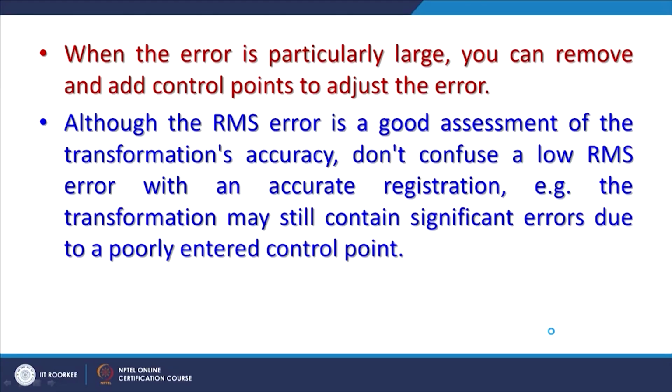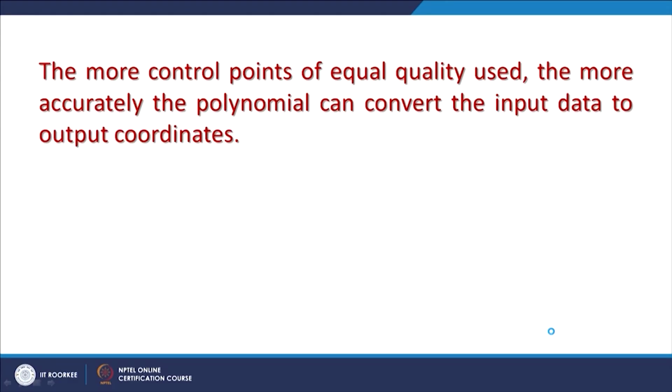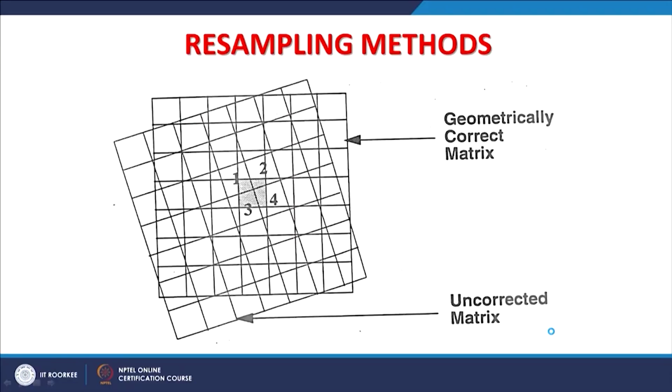It is not necessary, because the transformation may still contain significant errors due to poorly entered control points. If the control points themselves, which are common between input and output, are different, then there is a problem. The more control points of equal quality used, the more accurately the polynomial can convert the input data to output coordinates.